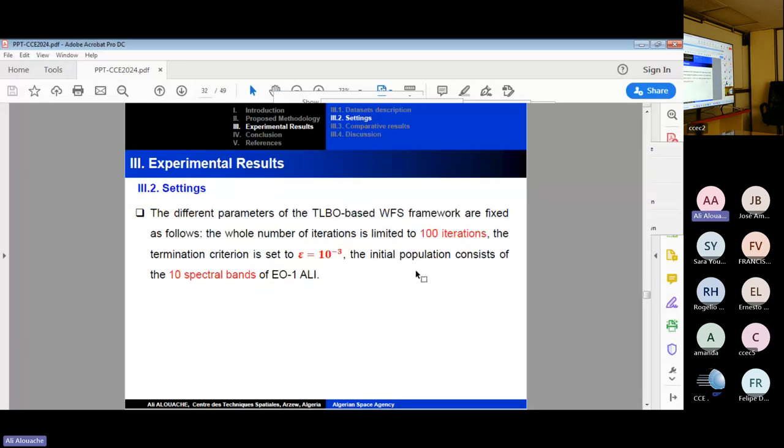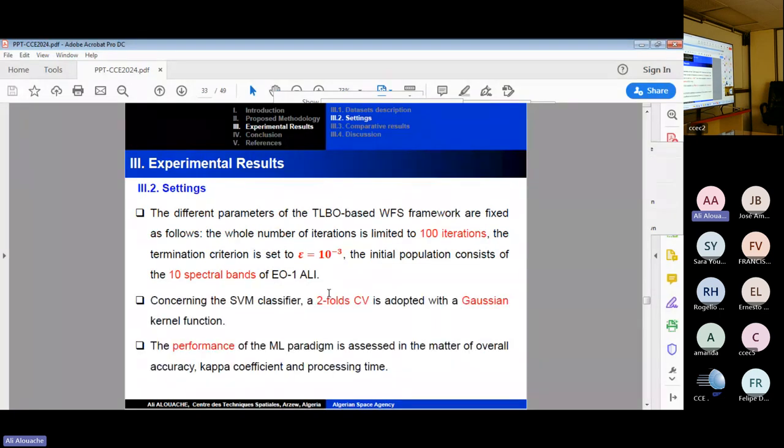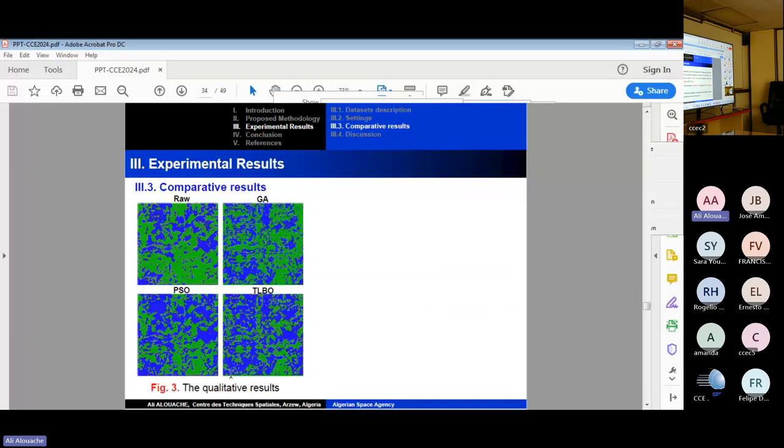The different parameters of the TLBO-based wrapper feature selection framework are fixed as follows. The number of iterations is limited to 100 iterations. The termination criterion is set to epsilon equals 10 to the power of minus 3. The initial population consists of the 10 spectral bands of EO-1 ALI. Concerning the SVM classifier, cross-validation is adopted with a Gaussian kernel function. The performance of the machine learning paradigm is assessed in terms of overall accuracy, kappa coefficient, and processing time.